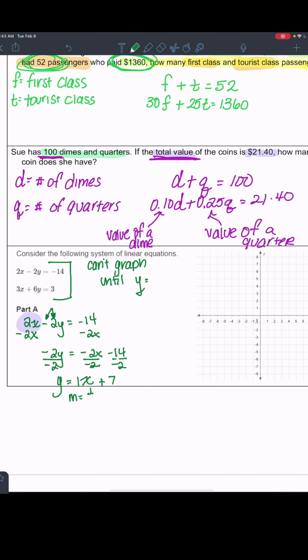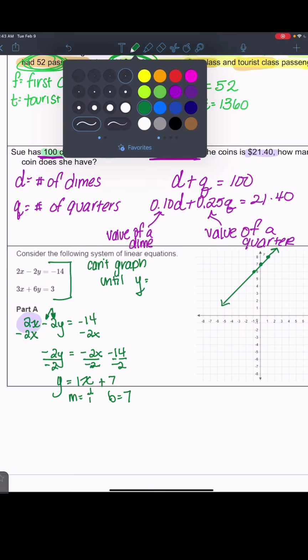So my slope is 1 over 1. My y-intercept is 7. Put a point here, go up 1 over 1. I can also go down 1, left 1. Ladies and gentlemen, I just graphed the first equation. So I'm going to actually fix my line. I don't like it as much, because it does need to be perfect only for graphing purposes. Okay, so go solve your other one.